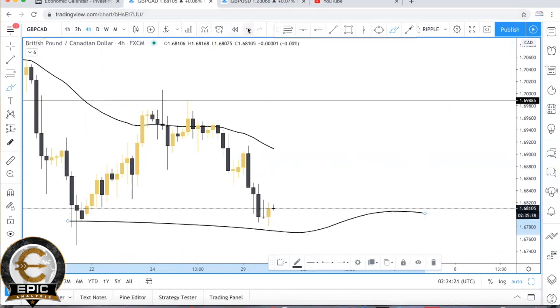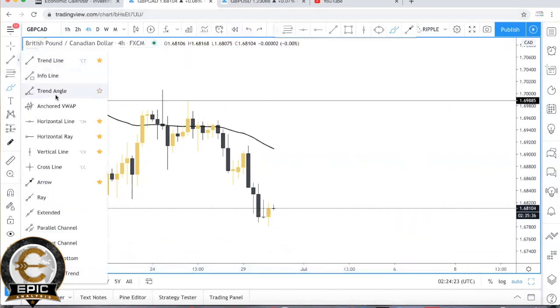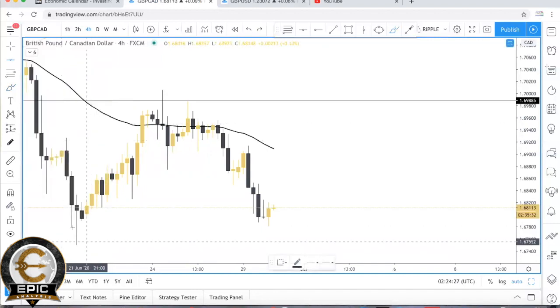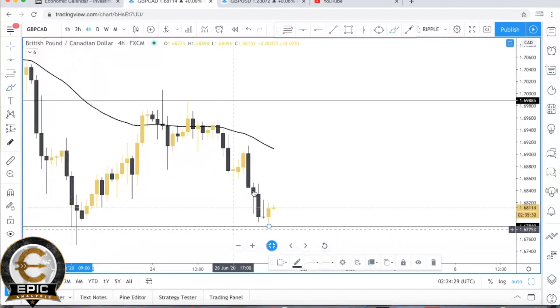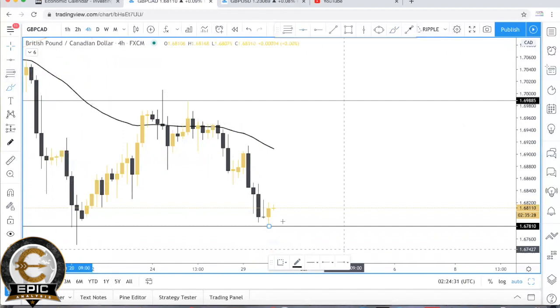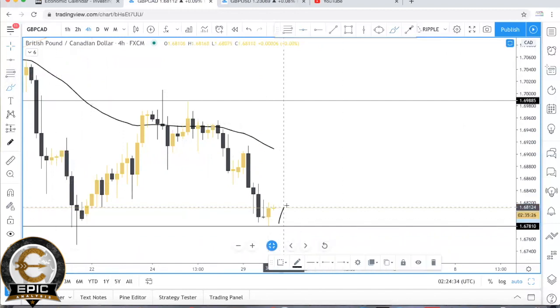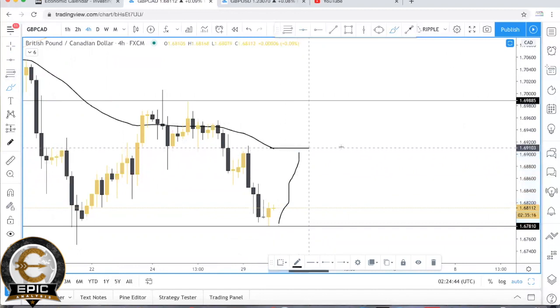Let me redraw that out like that. Okay, yeah, so it fell down to the support level. So if anything, the market is still bearish, but we might see a pullback up towards the 1.685 to 1.69 level. That also aligns with the 50 EMA too.